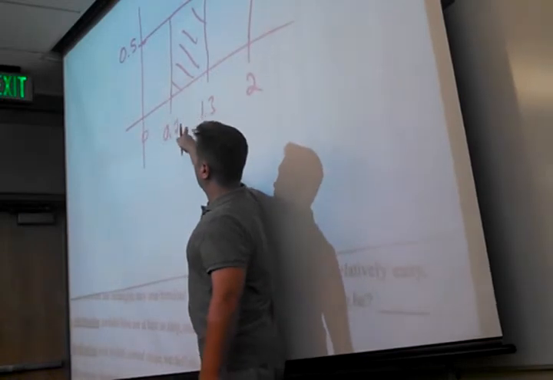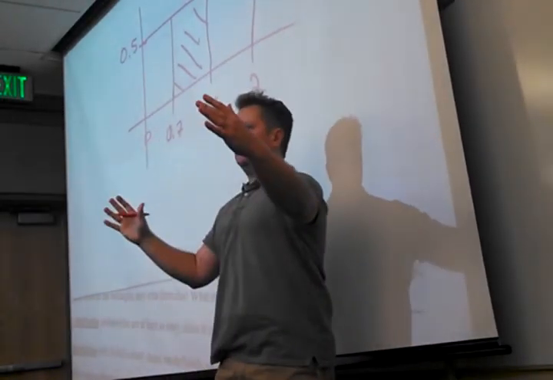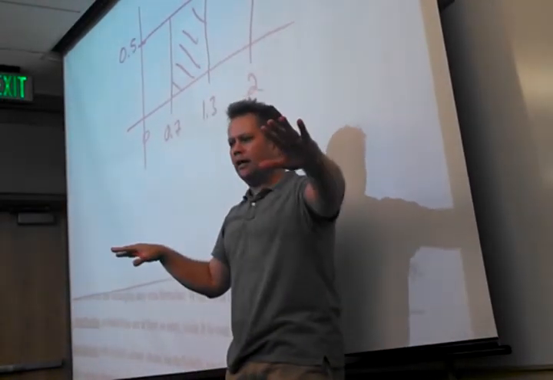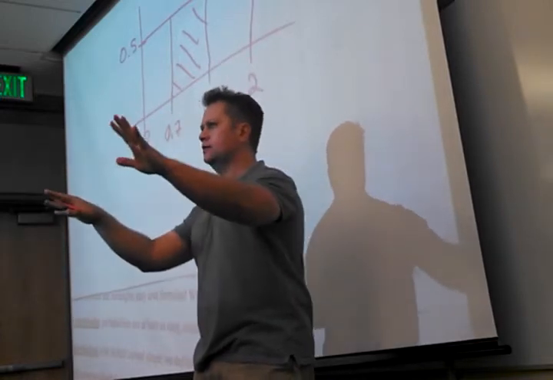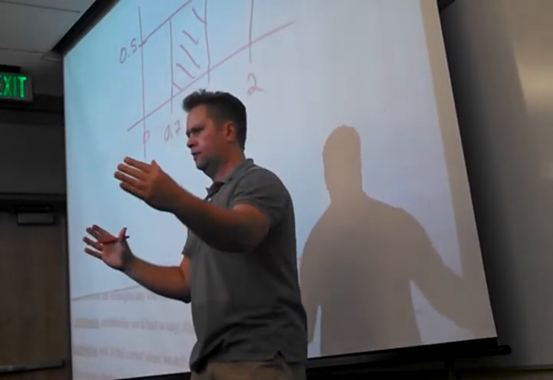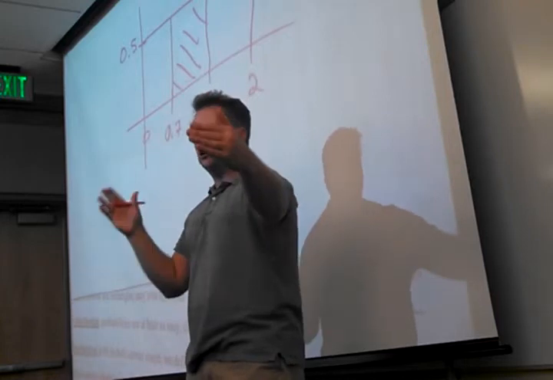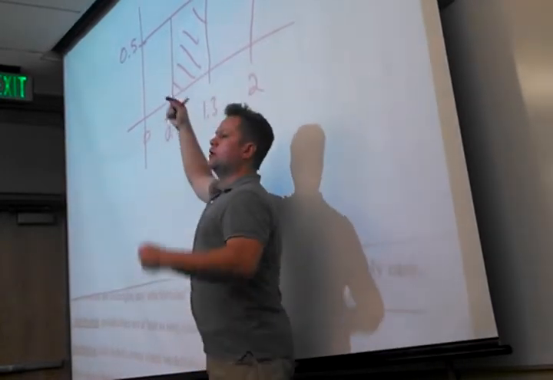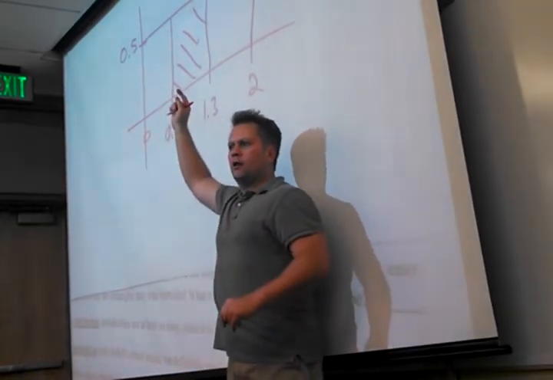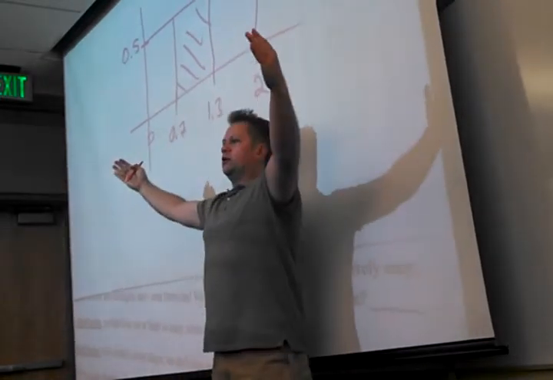So the probability of something, if I have a uniform distribution, so everything happens equally likely from 0 to 2, and there's a lot of things in life that are equally likely, believe it or not. What's the probability it's in there? 30% chance it's in there, because that area is 30% of the whole area.